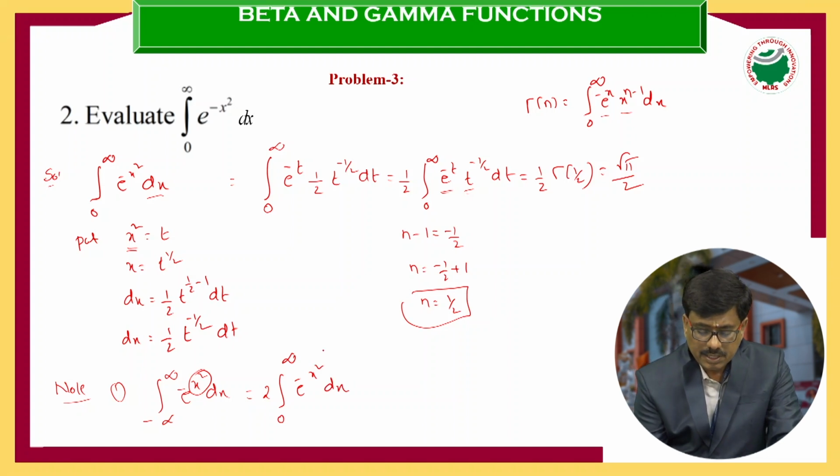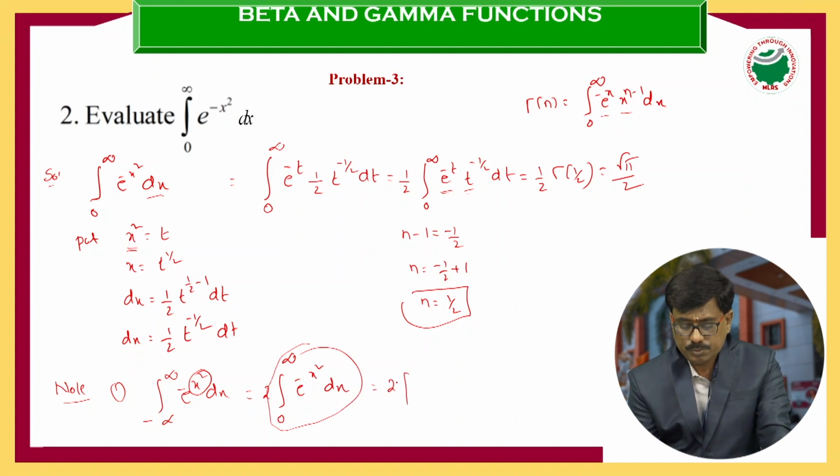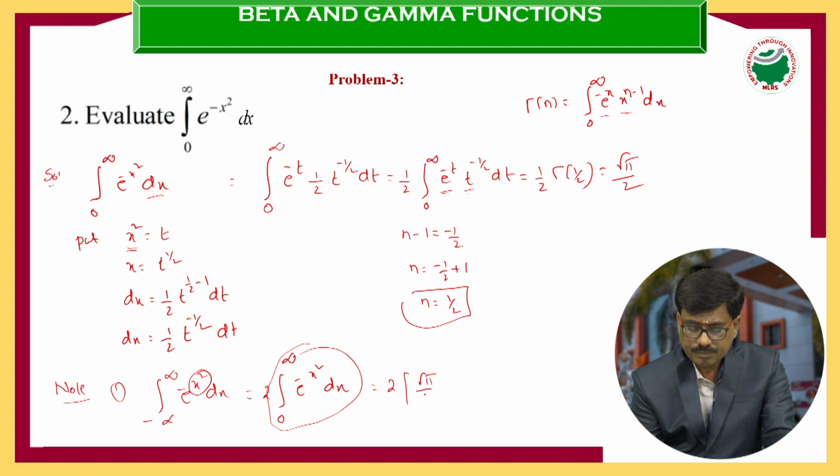What is this integral value? Already we proved this entire value becomes 2 into integral 0 to infinity, root pi by 2. The 2 gets cancelled. This becomes what? Root pi.